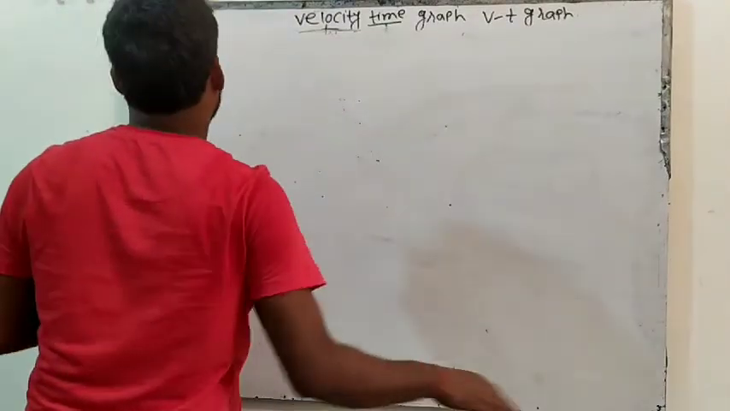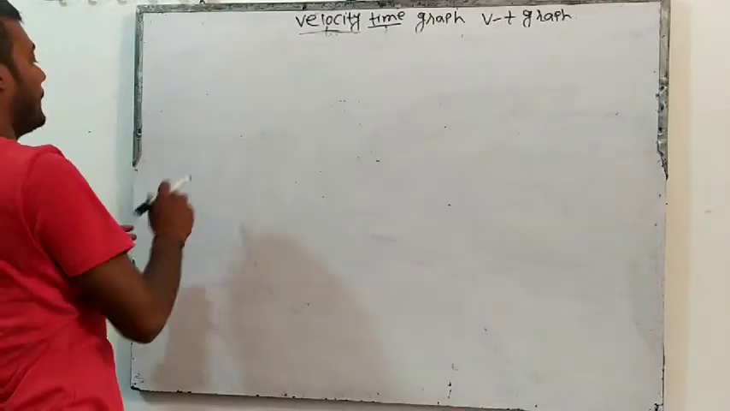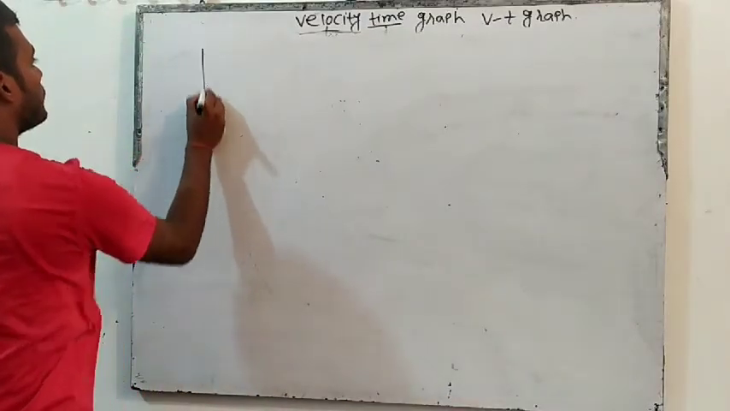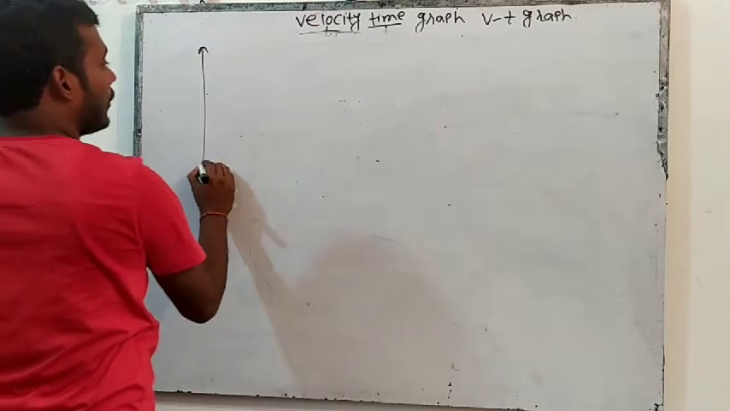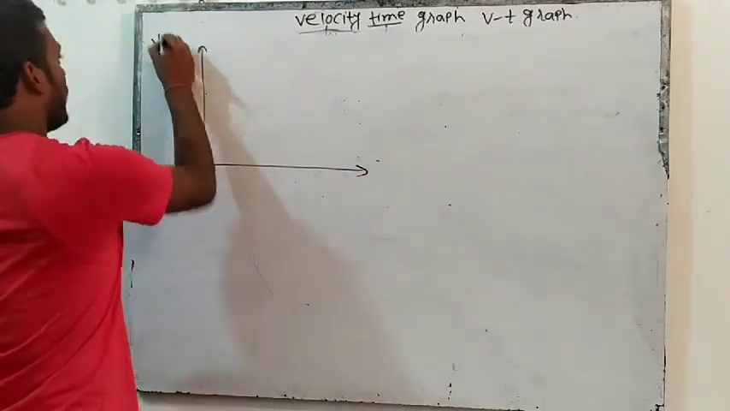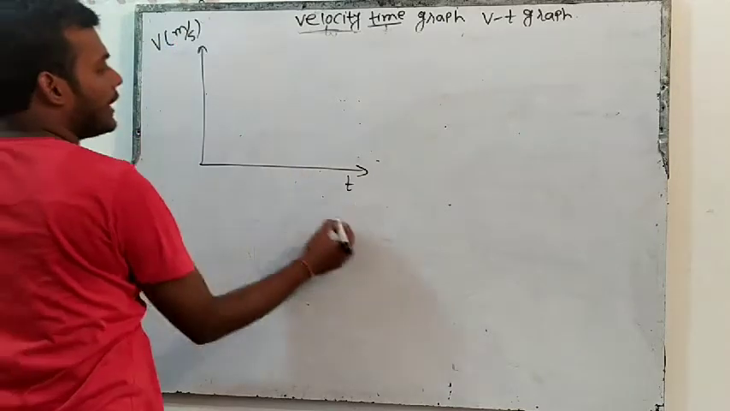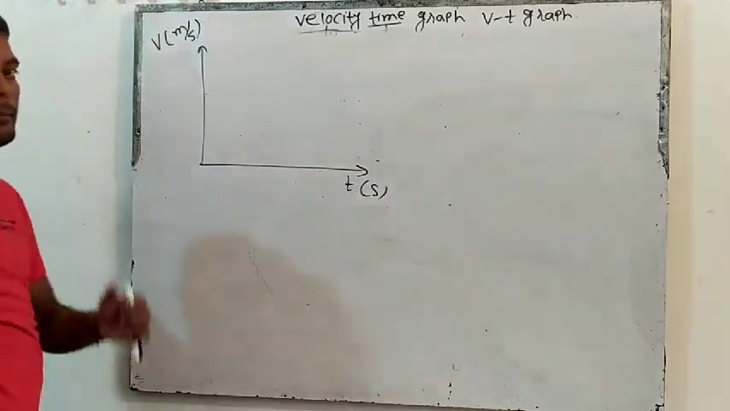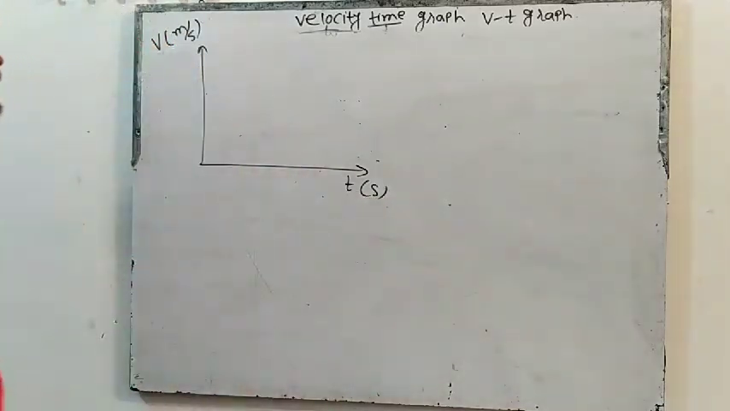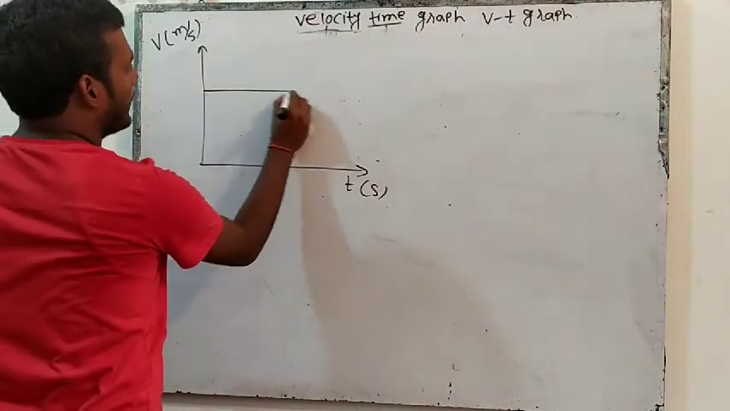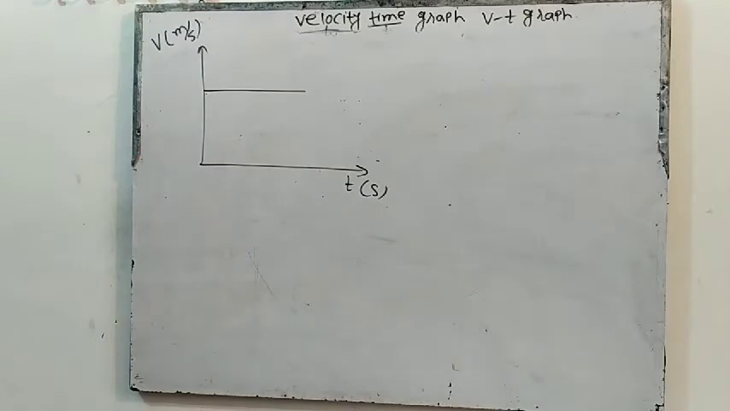Okay, see this one graph. Suppose this is a velocity time graph. This velocity we will measure in meter per second, and this is time in second. You have to write this every time. Suppose any velocity time graph is like this, so what will you conclude with this graph?